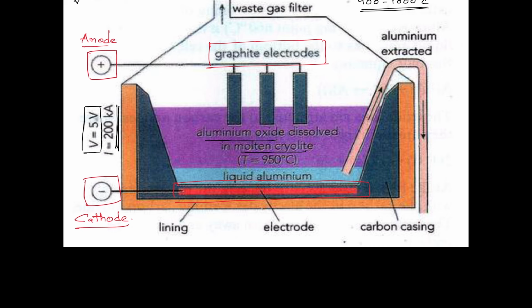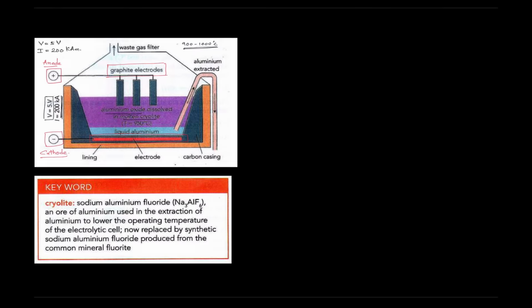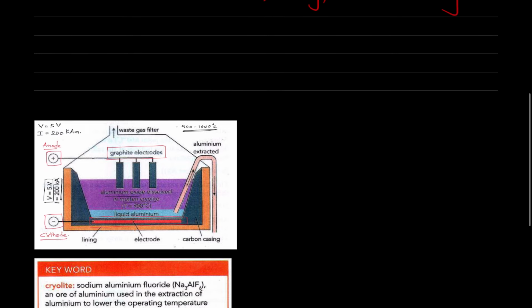Okay, so let me just write it over here for you. The voltage that I'm using is pretty low, that is around 5 volts. Okay, and the current that I'm using is very high, which is around 200 kiloamps. Okay, so these are all the things that I need to go forward with. Now talking about once again anode and cathode. Anode is positively charged, cathode is negatively charged. Okay, let's see what happens further into this.